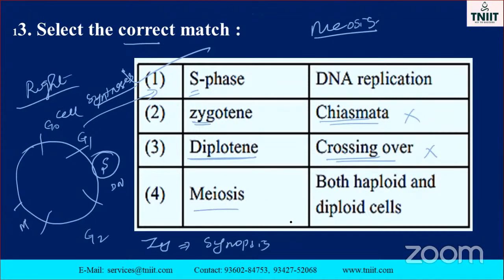Meiosis uses both haploid and diploid cells. In meiosis, what happens, you know? Four haploid cells. That is very, very important, my dear. This is also a wrong statement. They have asked for the only correct statement. The answer is: DNA replication takes place only in the S phase of the cell cycle.